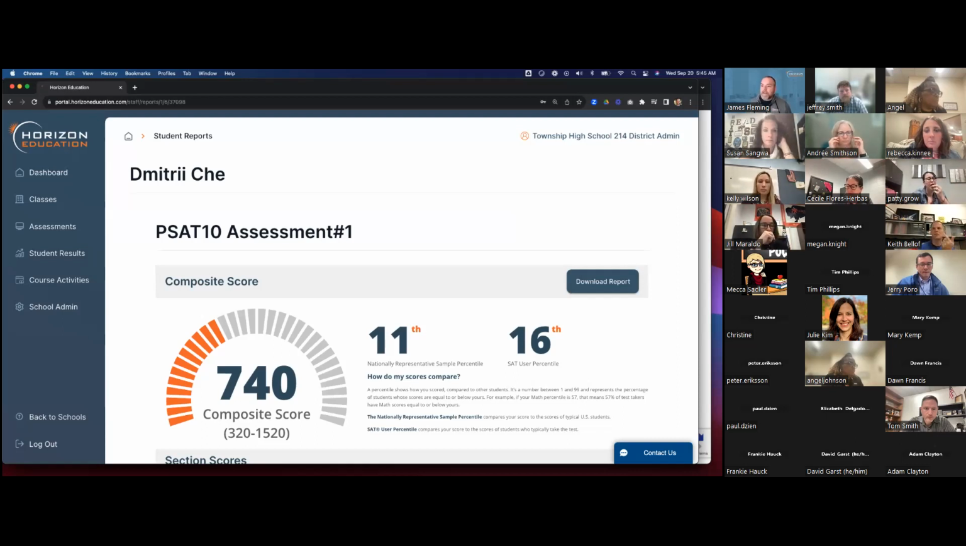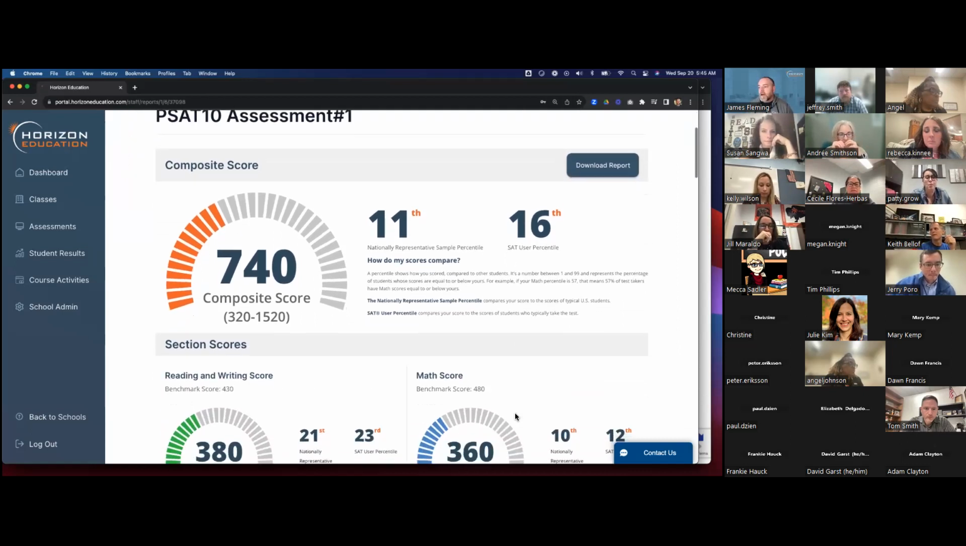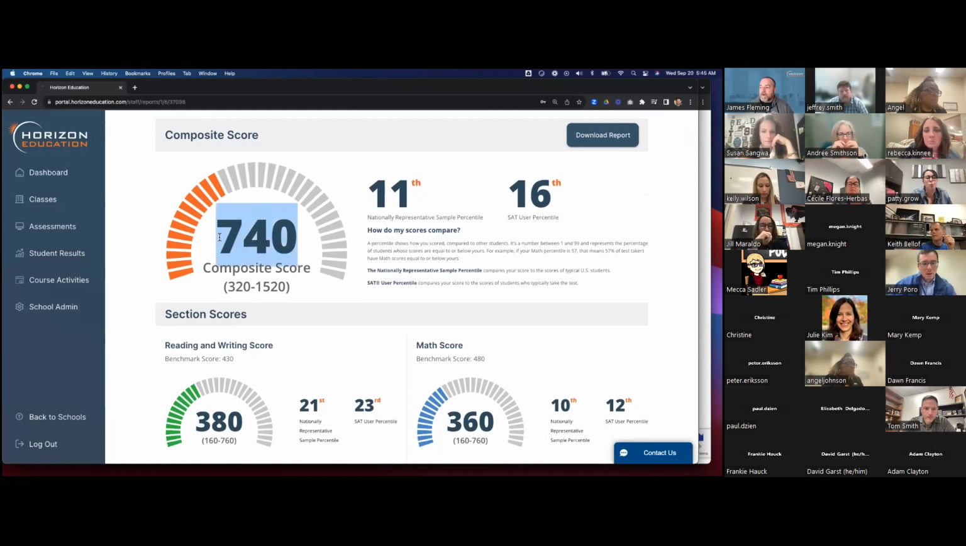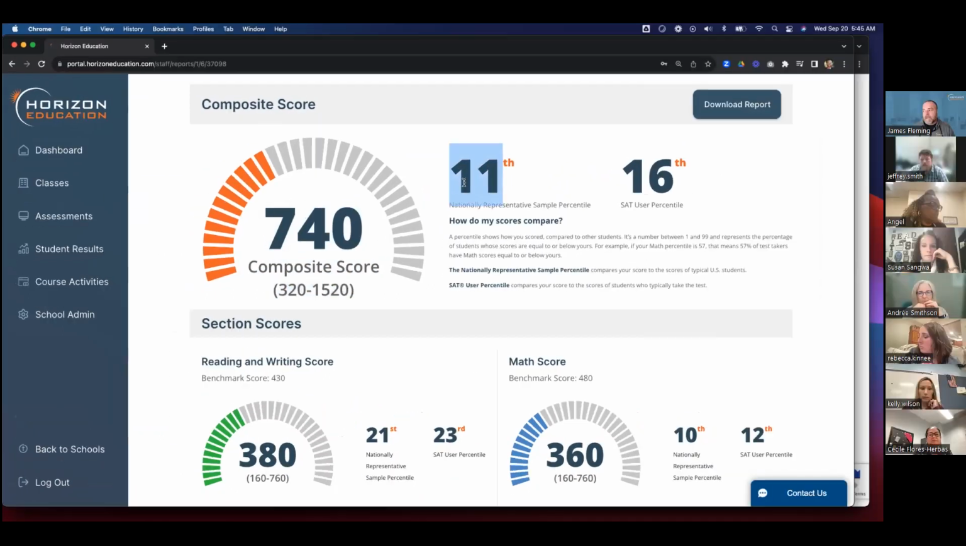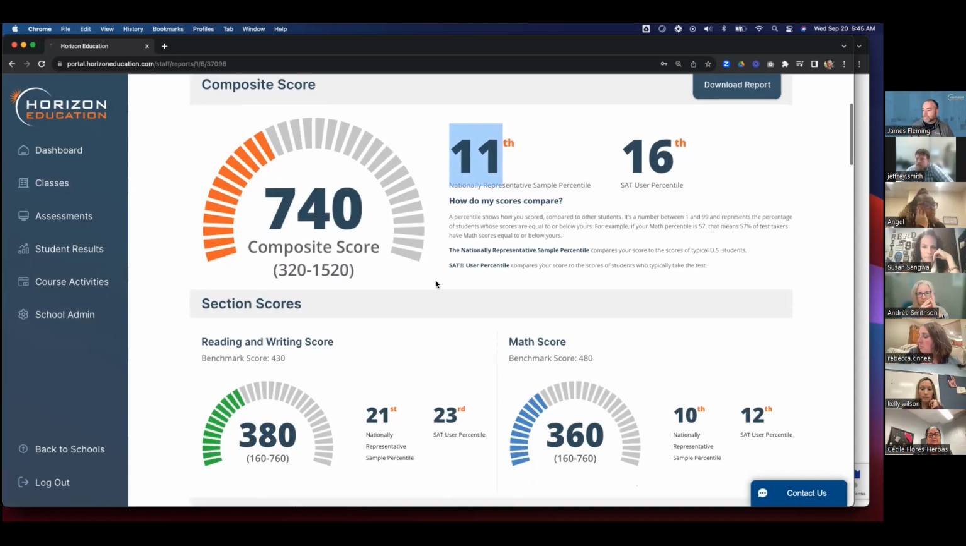But to get us started, this is what a student sees when they log into Horizon Education. They're able to see their overall total score, 740. Every place where you see scores, you're always going to see that range set up. So students are starting to understand the low and the high score. And that percentile ranking can be really helpful in helping students understand where they're falling compared next to their peers.